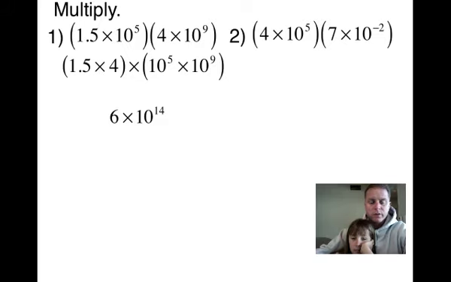Now, before we go any further, we want to check. Those are a little easy. Yeah, those are easier numbers. So, Gabby, is that 6 smaller than 10? Yeah. Okay, then we're okay. It's in scientific notation. That's our answer.